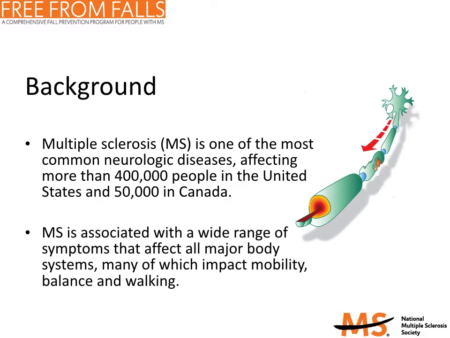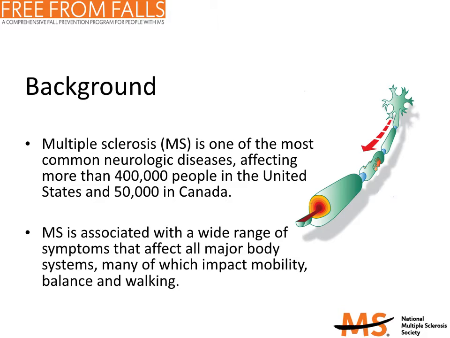So let's get started. First, let's talk about multiple sclerosis. Multiple sclerosis is the most common immune-mediated neurologic disease among humans. It affects more than 400,000 people in the United States and millions more worldwide. MS is a condition where one's own immune system causes damage to the brain and the spinal cord, both of which make up the central nervous system.